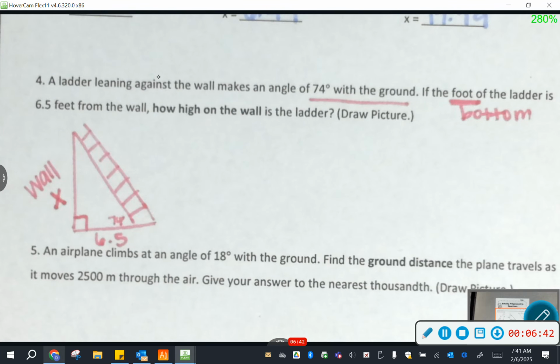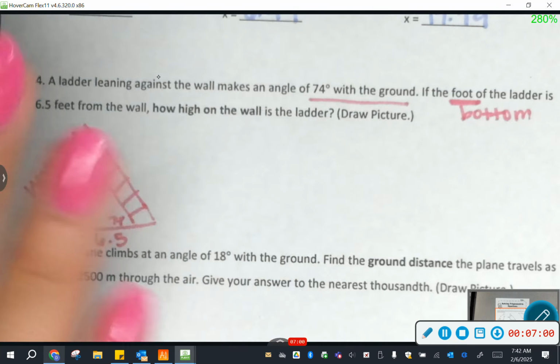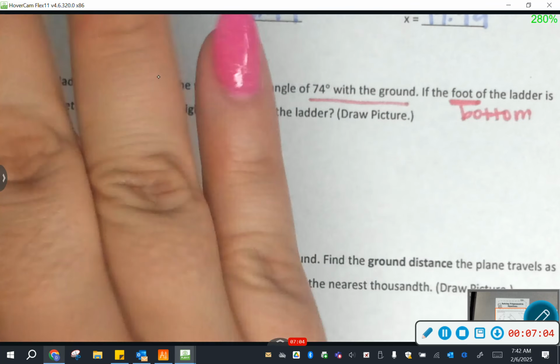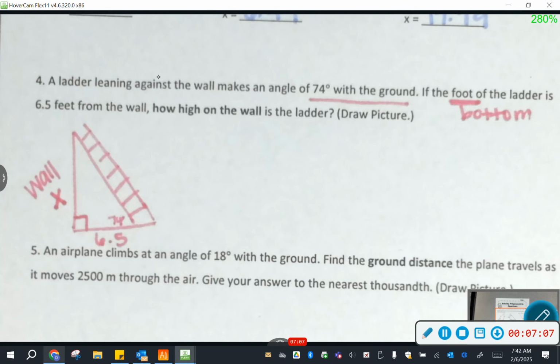What part do you think you might have messed up drawing that picture? Probably where I would put the 74? And by the way, your picture could totally be flipped. You could totally do your ladder leaning this way instead of how I did it. I don't know. What?